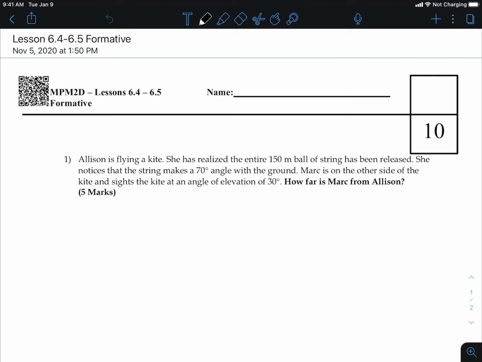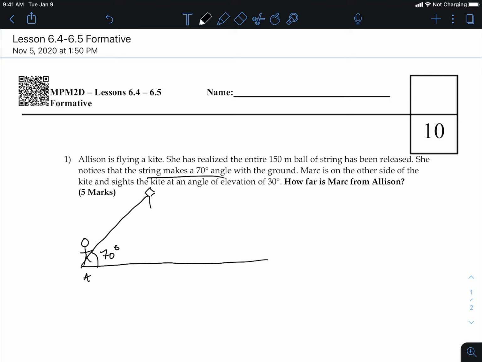So Allison is flying a kite. We're going to draw Allison here on the left. Okay, Allison. She's flying a kite, right? And it says that the string makes an angle of 70, sorry, 70 degrees. It says that right here. Makes a 70-degree angle with the ground.